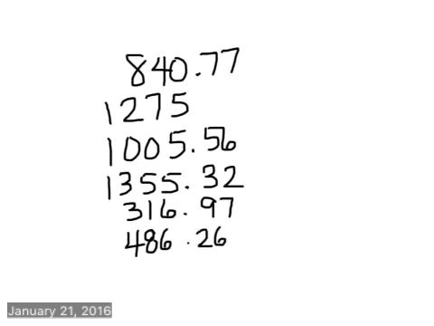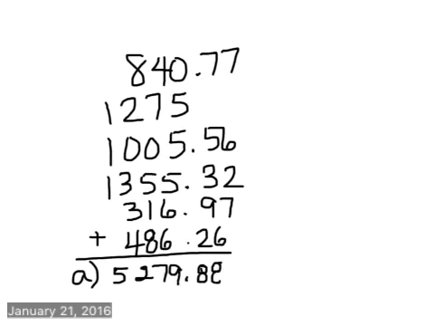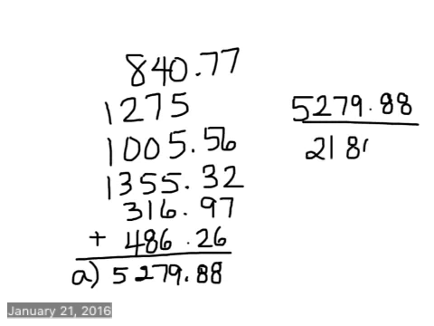For part A, it asks what the total benefits are, which means for this problem you add all those together. When I add all those together, hopefully you're typing it in, you should get $5,279.88. That's the total benefit. If you don't get that, chances are you typed something in wrong, so be very careful how you type it in. Now for part B, to get the rate of benefits, I take that $5,279.88 and divide it by the annual salary of $21,860.